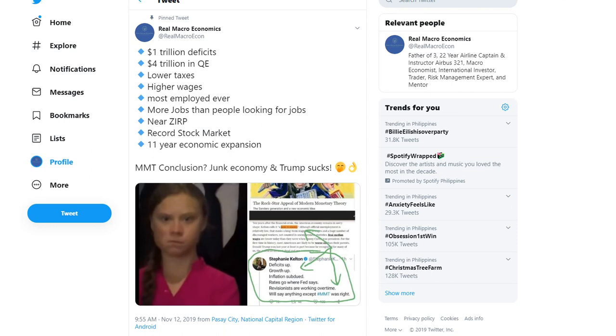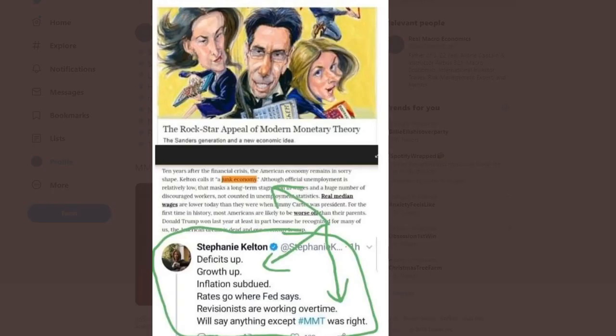Now, on the flip side of that coin, let's take a look at what MMT says. Well, in this article up top here, they call Kelton, Natasha Kelton. I call her Natasha because she's a Soviet sympathizer. She says, "Oh, the economy is a junk economy." Then, a few months later, when the economy was doing great, and this is when interest rates were rising and so forth, this is what Stephanie said. "Oh, deficits up, growth up, inflation subdued, rates go where Fed says, revisionists are working overtime. We'll say anything except MMT was right." Wait a minute. First, you say the economy is junk, and then you want to take credit for the economy for what it is.